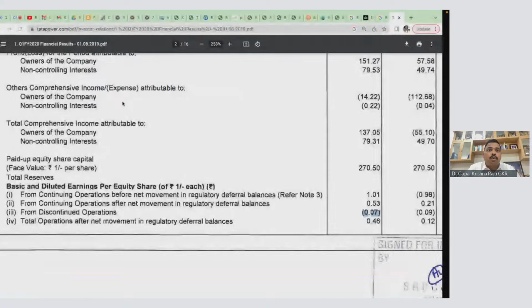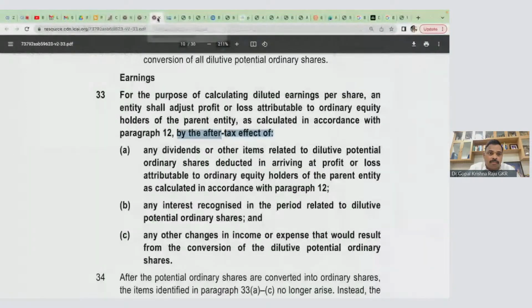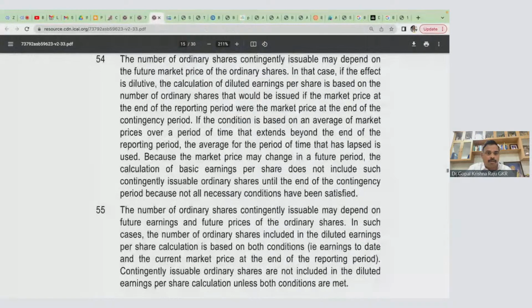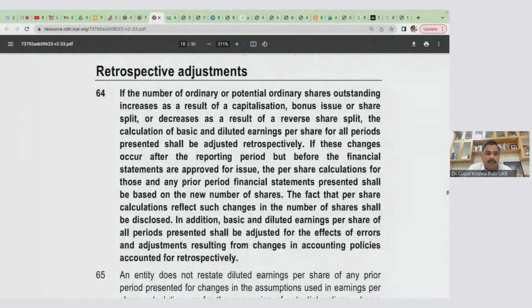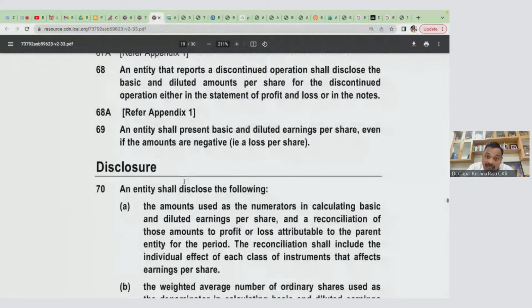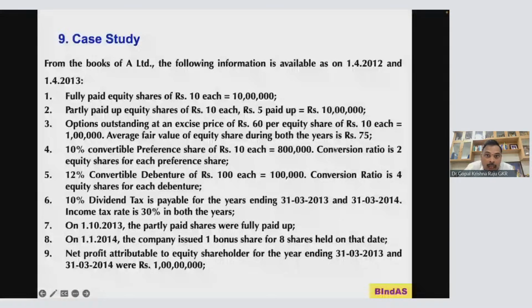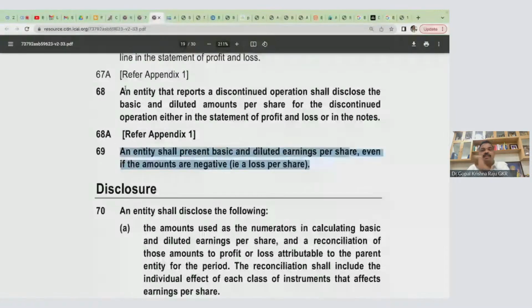So, what I will do, I will take you to a paragraph. Look at this paragraph, look at 68 and 69. Very important. Entity shall present basic and diluted EPS, even if the amounts are negative. Now, I want to bring to your kind attention one more question. This is the question. This is the point I discussed. An entity that reports a discontinued operation shall disclose basic and diluted per share for the discontinued operations also. So, look at this part.